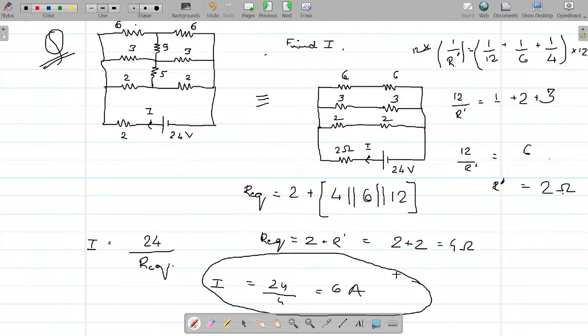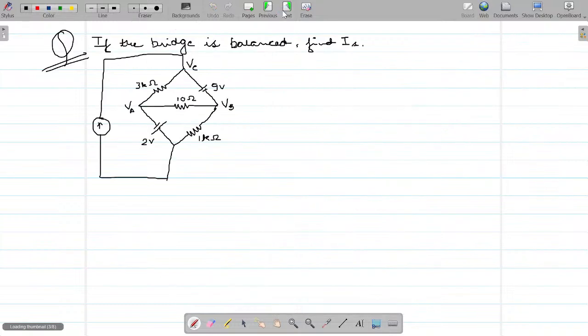So far any problem? Any doubt? Okay. This one is a little trickier from whatever we have done in the past. The question says the bridge is balanced. We have to find the source current, IS. I have not written IS here.